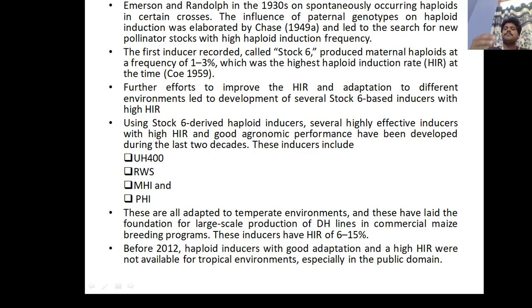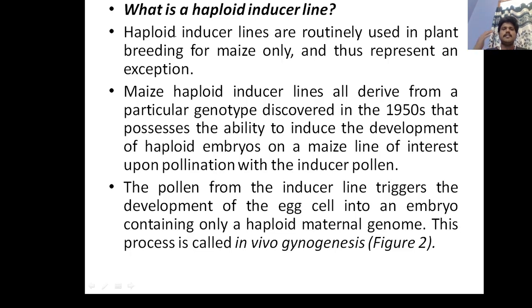The HIR is somewhere around 6 to 15%. So 6 to 15% of the plants produce haploids and the rest of them are diploids. Always you are getting a mixture of haploids and diploids. Before 2012, haploid inducers with good adaptation and high HIR were not available for tropical environments, especially in the public domain. Then what is a haploid inducer?